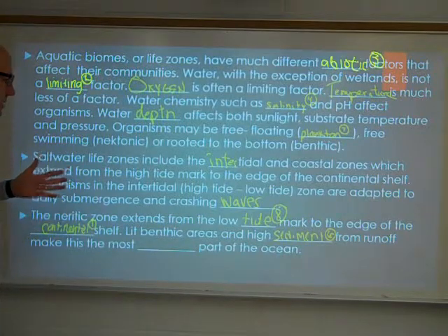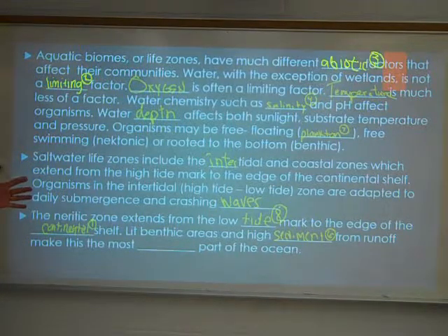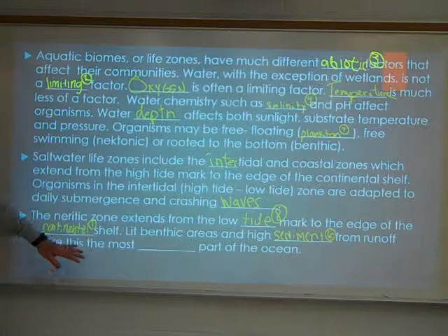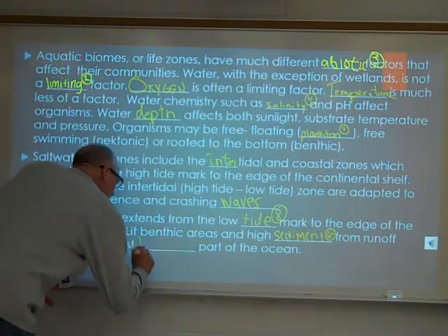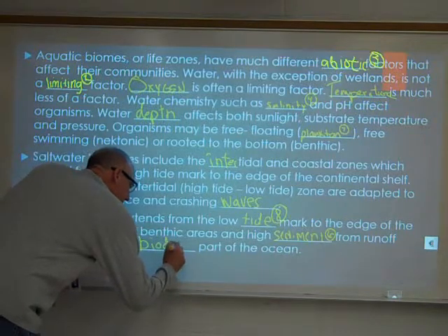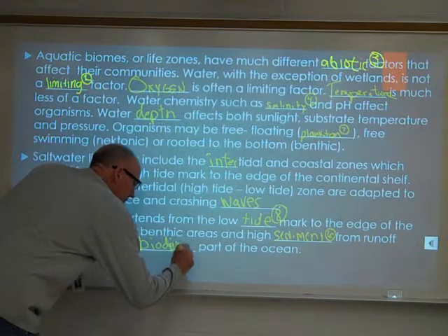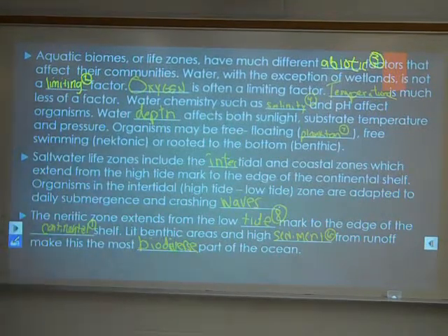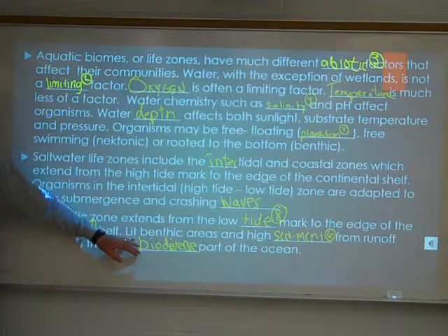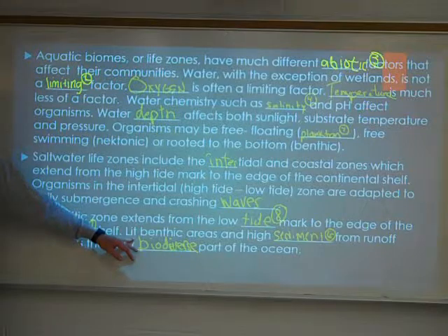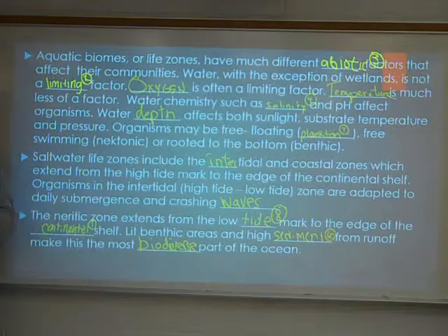Then you have the neritic zone, basically, that goes from the low tide mark all the way out to the edge of the continental shelf. Okay. This is actually the most biodiverse area of the ocean, for a couple reasons. Number one, this is about the only place in the ocean where you're going to have sunlight penetrate down to the bottom. So you can have producers like coral and kelp plants and seagrasses and stuff that can be rooted into the bottom and still get enough sunlight to grow. So that's an important factor.